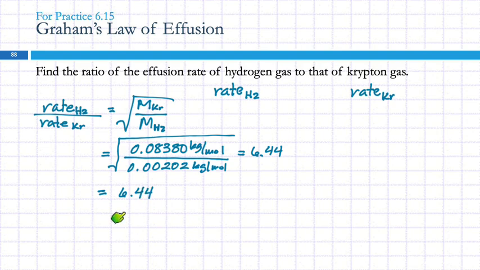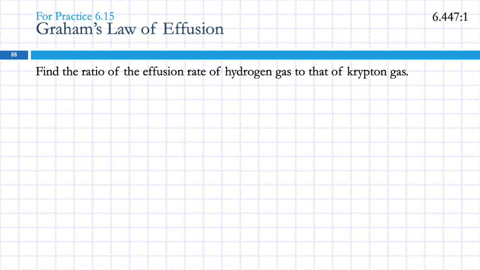So then when I get an answer of 6.44, that tells me that the rate of hydrogen is 6.44 times faster than the rate of krypton. Okay? Do we have to change it to kilograms per mole? No, you don't. Because that conversion cancels out. Yep. So 6.447 to 1.